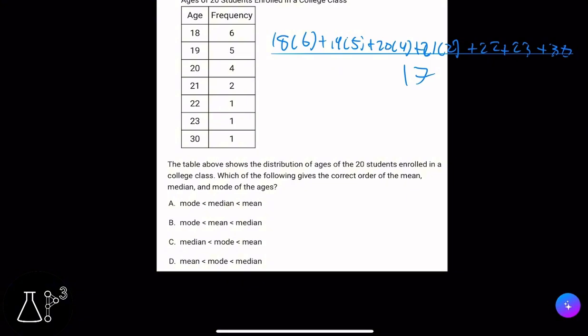Right? You're going to get a number of 400, and then 400 divided by 17 roughly gives us, if we round it up, 23.529, right? So this is our mean. So let me solve for median.